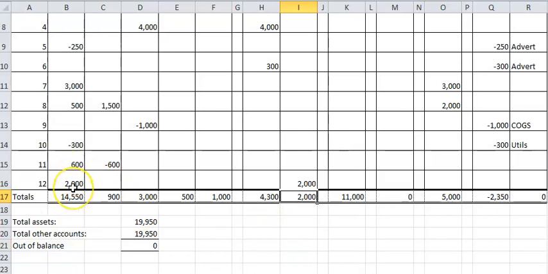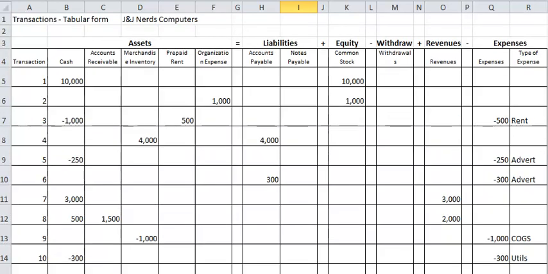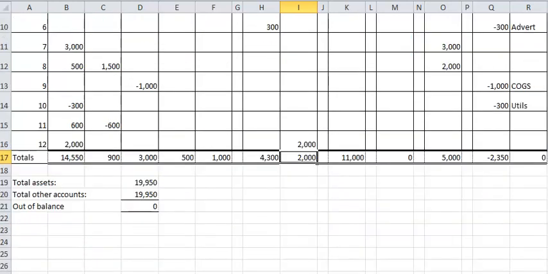So look, $2,000 cash, and we went and got a loan and put in liabilities of notes payable, we owe the bank $2,000. And we can see I did a little calculation here. Debit side here is a total of $19,950. Credit side here is $19,950. Okay, there's the tabular column form of the transactions, and we see that we are still in balance.